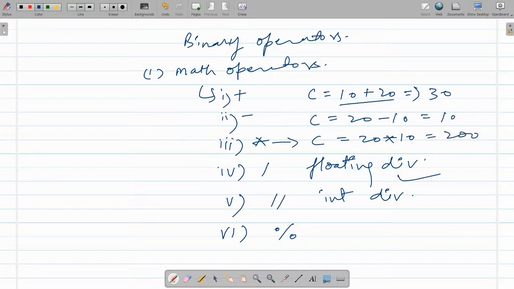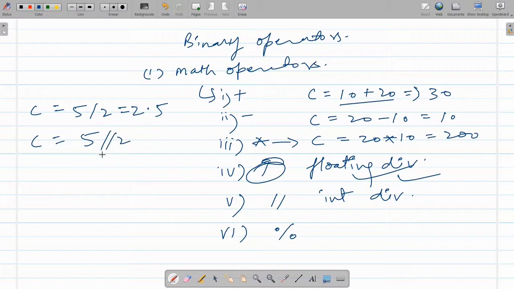Now what is this? This is called floating division. Floating division means if we divide 5 by 2, this will return 2.5. But if you want to calculate only the integer division, then 5 double divided by 2, this is called integer division. This will return only 2. So this is called float division, which returns decimal values, and this is called integer division, which returns values in integer only.